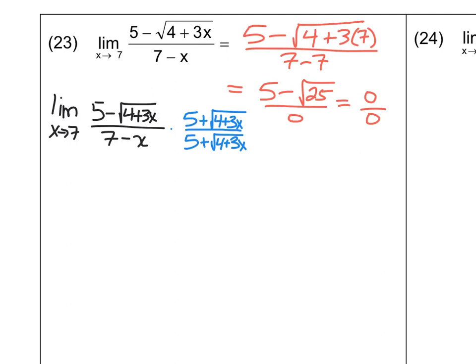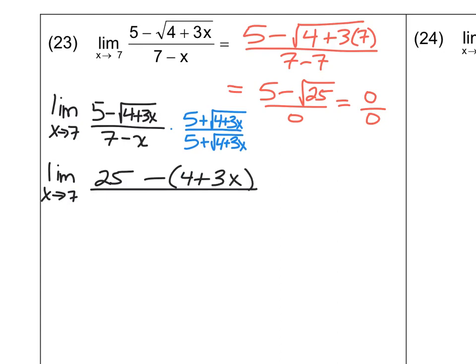So, on the top, I can distribute it out. On the bottom, I'm going to leave it alone. So, the distributive property, when you're dealing with conjugates, you're creating a difference of two squares. So, I'm not going to go through too much trouble here because I know that the outer and inner terms are going to cancel out because I'll have a 5 times the radical 4 plus 3x, and then I'll have a negative 5 times radical 4 plus 3x. So those are gone. So I just have to multiply the first terms, so 25, and the last terms, so negative parentheses 4 plus 3x.